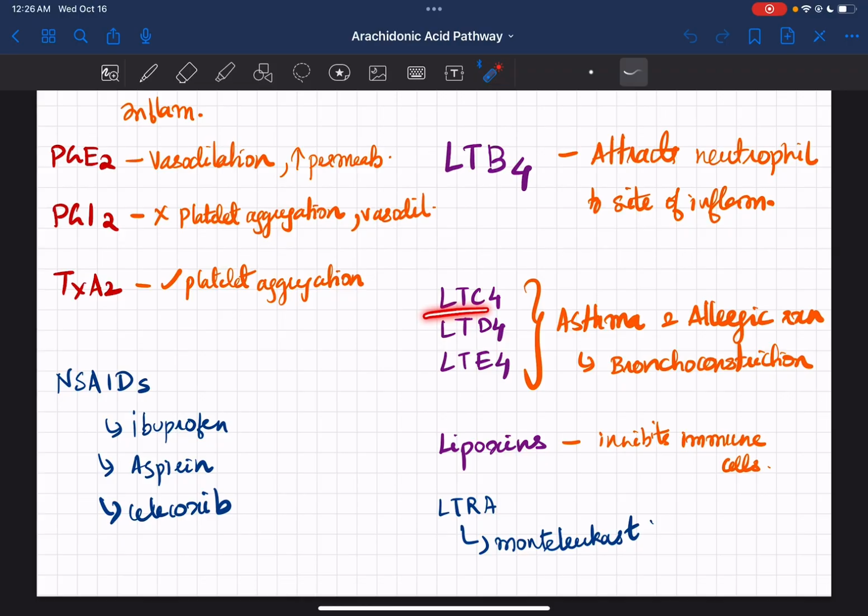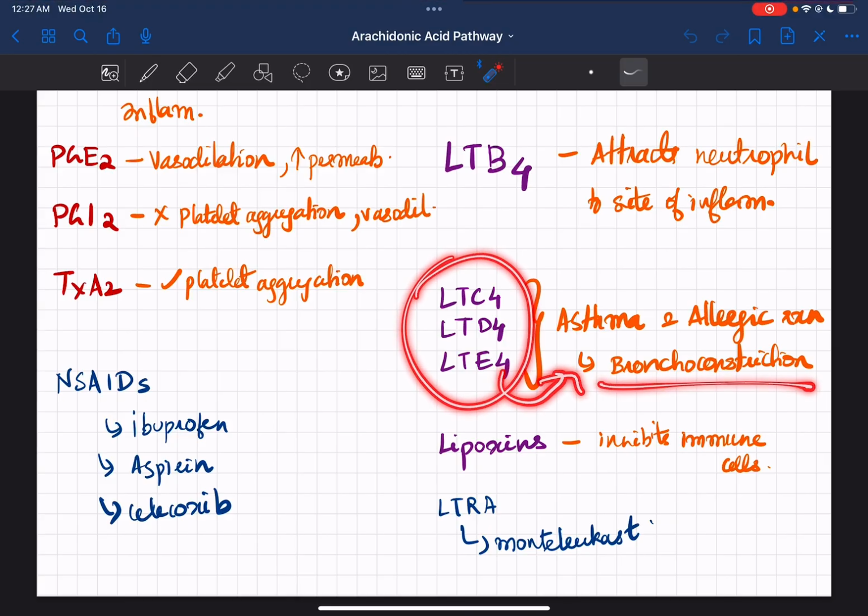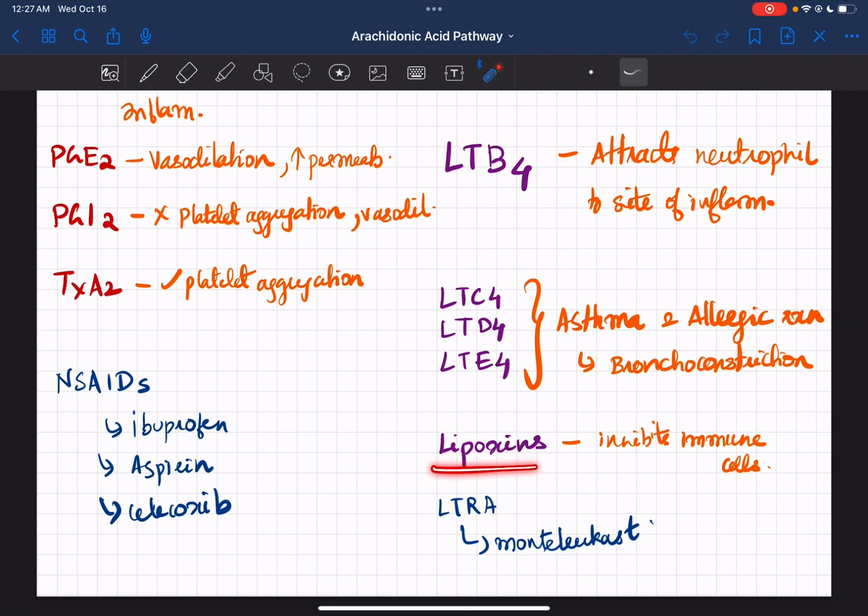Now, what about leukotriene C4, D4 and E4? These are all involved in asthmatic and allergic reactions. So remember what happens in asthma. There is bronchoconstriction, right? So in asthma, this leukotriene pathway is activated through the arachidonic acid and then the LOX pathway, and as a result of these chemical mediators, there is bronchoconstriction. And finally, lipoxins are also produced through the leukotriene pathway, which inhibits the immune cells.